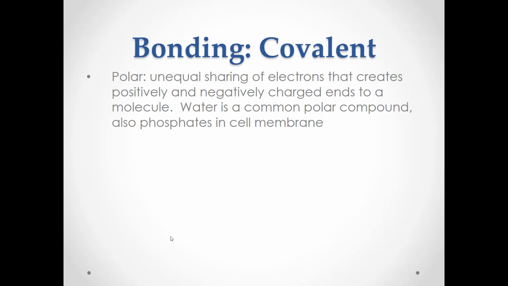So we get what's known as a polar covalent bond, where we have the unequal sharing of electrons, which is going to create positively and negatively charged ends to a molecule, and I'll show you a slide of that in a minute. The most common polar compound in our body is water. Super, super common, and the reason why we need water in our bodies, the 6 different functions of water, is due to its polar covalent bonding and the characteristics that arise from water sharing its electrons unequally with hydrogen. But again, we'll do that in the next lecture.